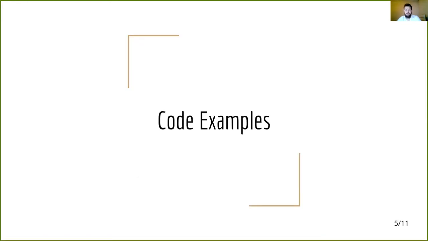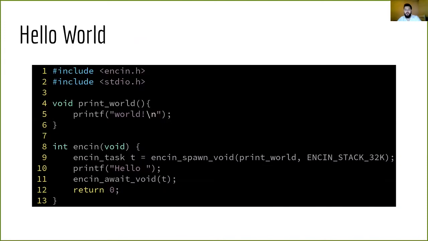Since this is a library, let us show some code examples that are written with Encin. Conventional thread pool libraries require setup. Encin follows a different design approach to simplify migration of existing applications. A simple Hello World application can be seen in the figure. Note that the only change required is changing the main function to the Encin function.